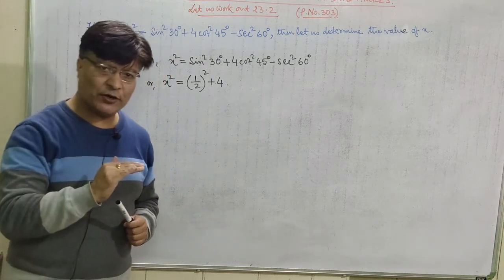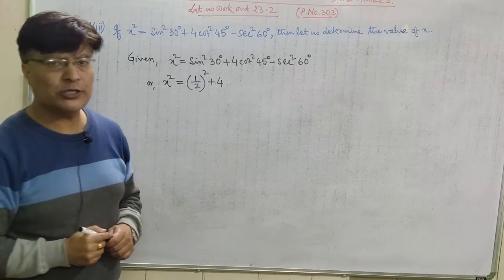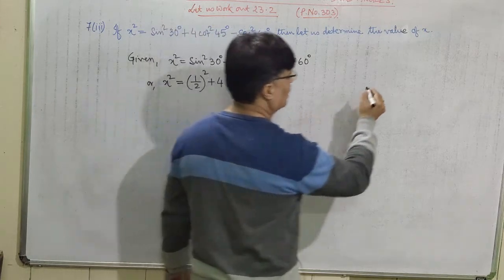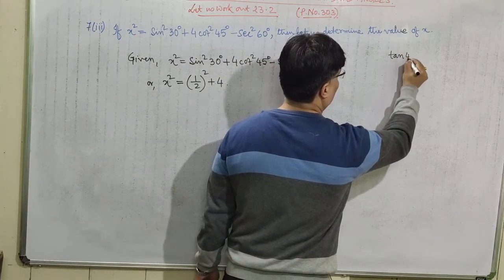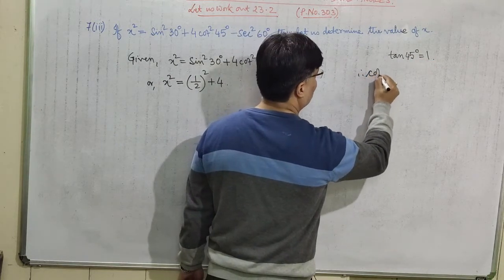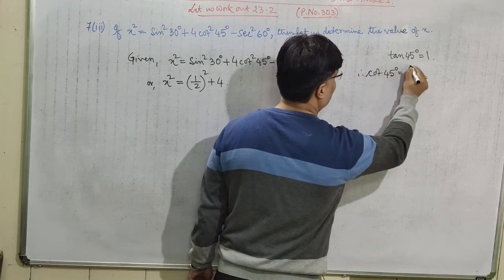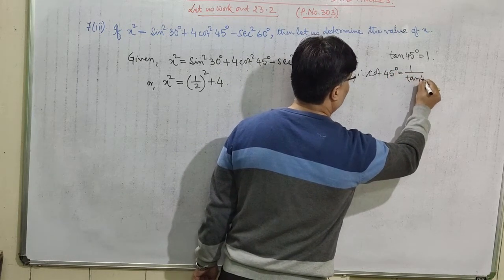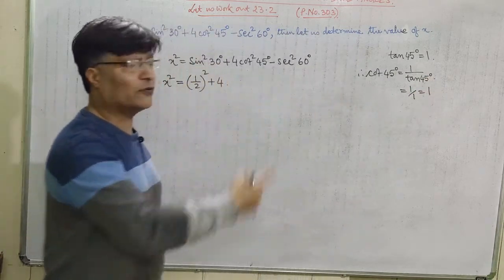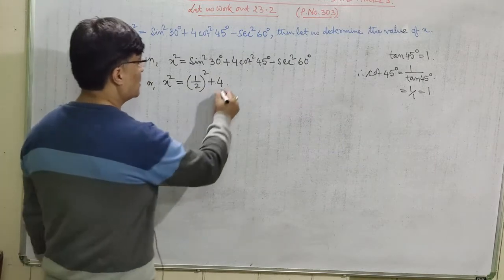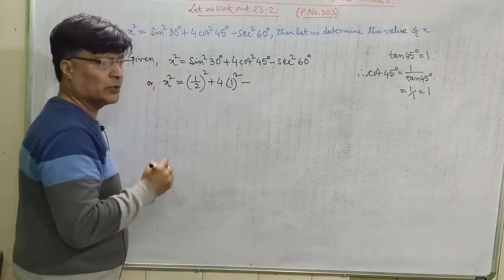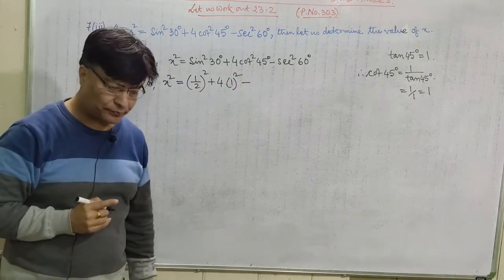So you know that tan 45 degree and cot 45 degree are opposite trigonometrical ratios. So in order to know the value of cot 45 degree, you should know the value of tan 45 degree, which is equal to 1. Therefore, cot 45 degree is equal to 1 upon tan 45 degree, which is 1 by 1, equal to 1. So cot 45 degree is also 1, right? So here you can write 1 whole square. Is that clear? Minus.